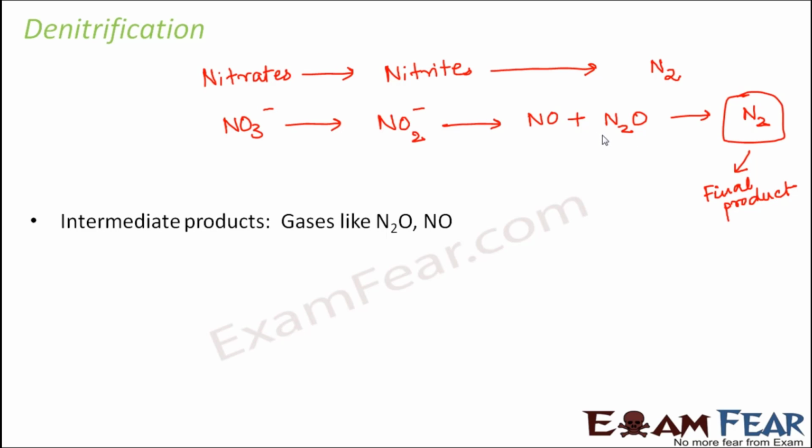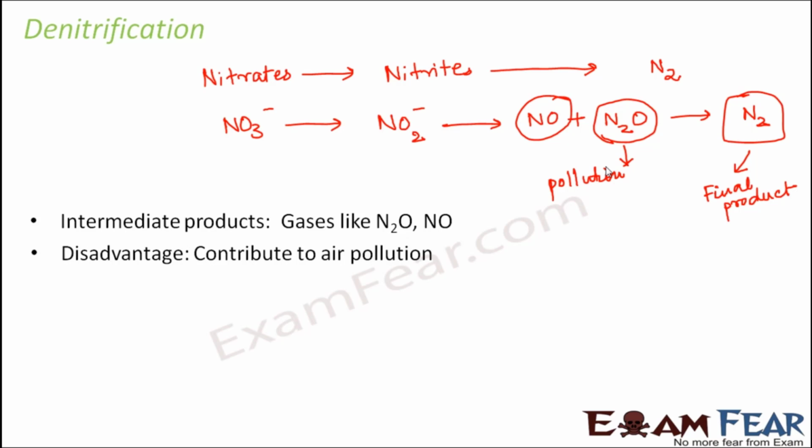For example, gases like the oxides of nitrogen, like N2O and NO, are the intermediate products. And the worst part is that N2O is a greenhouse gas. Now, what is a greenhouse gas? You will learn a little later when we talk about the greenhouse effect in more detail. These are very poisonous gases, because they can lead to air pollution. They have a tendency to react with ozone and cause air pollution. So that is the disadvantage of this process, that during the course of this process some harmful gases are released as intermediate products. This is the major disadvantage of the process of denitrification.